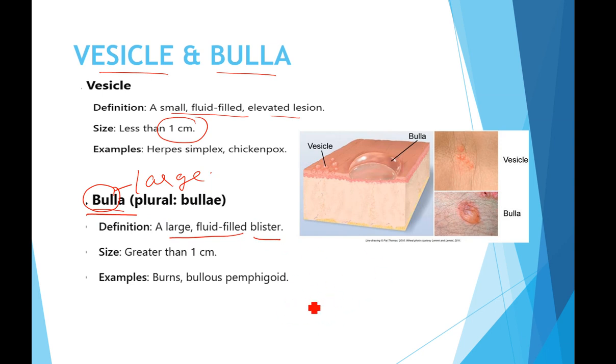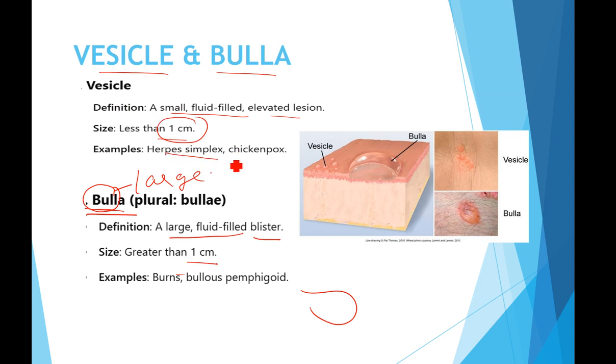In childhood, we used to do this whenever the balloons were popped. So the remains of the balloons, we used to make a bully or a bulla-like structure from the balloons. Like many people have experienced that. So you can remember that from the word bulla, right? So bulla is greater than 1 centimeter and vesicle is less than 1 centimeter.